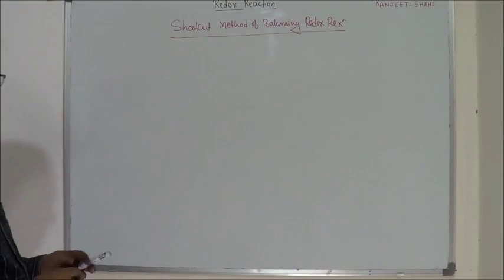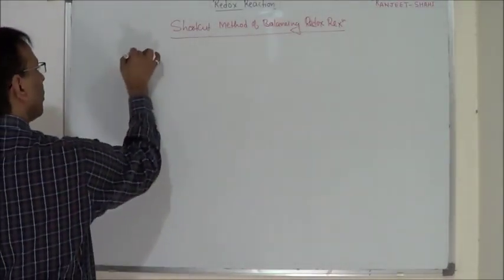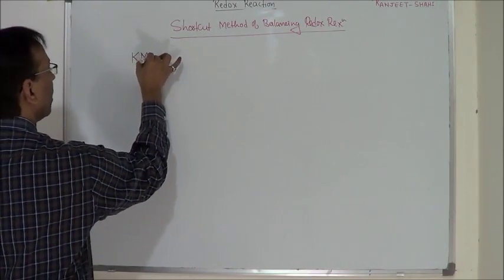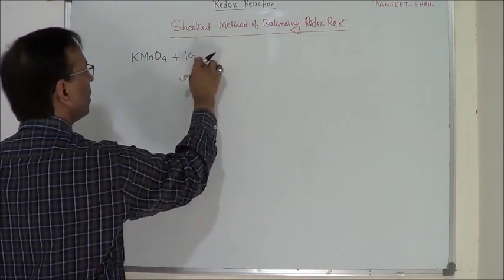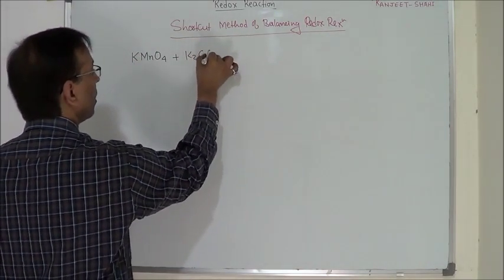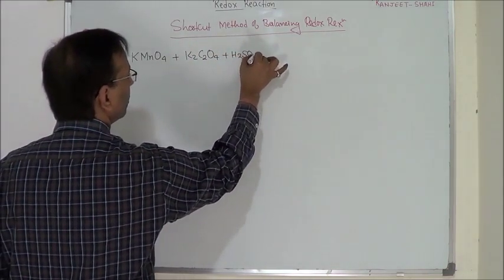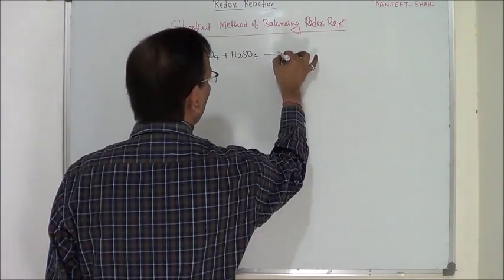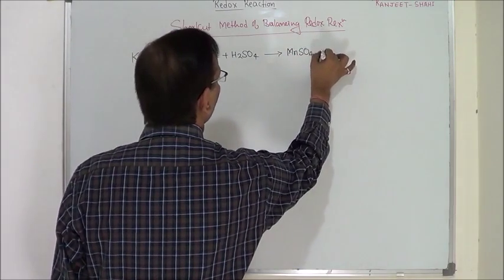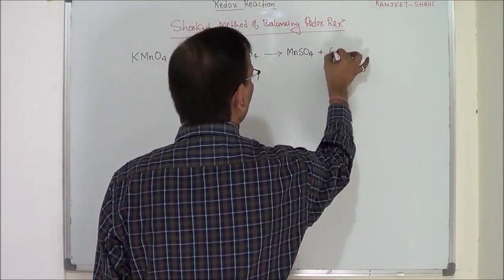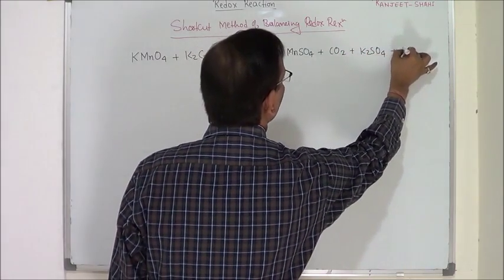Let us take a redox reaction where we will apply the method. KMnO4 reacting with K2C2O4 in H2SO4 to give MnSO4, CO2, K2SO4 and water.